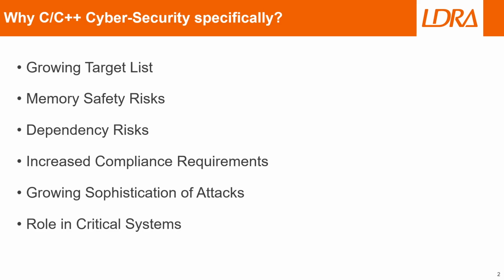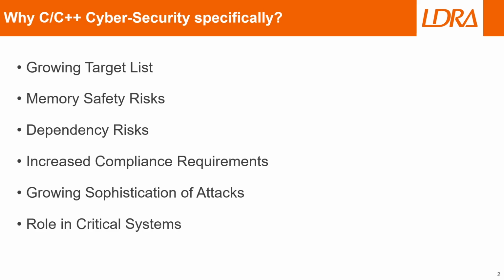We also have dependency risks in C and C++. Often, third-party libraries are relied on, and they can contain unpatched vulnerabilities, which increases the need for cybersecurity assessments. There's also an increase in compliance requirements for cybersecurity regulation standards, and these demand secure coding practices, especially for languages like C and C++ that are prone to low-level vulnerabilities.